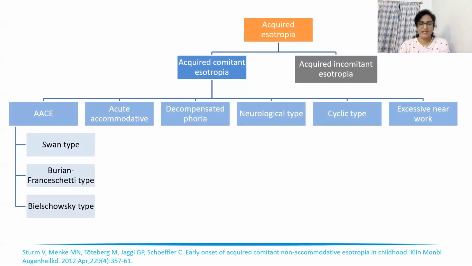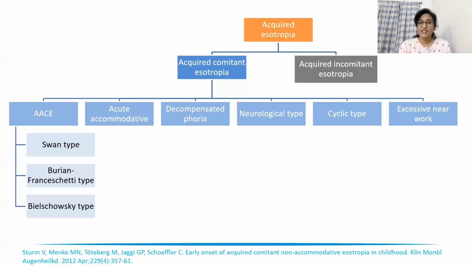Before we start, let's understand what acquired esotropia is. Acquired esotropia may be acquired comitant esotropia or acquired incomitant esotropia. Acquired comitant esotropia has been divided into various categories.